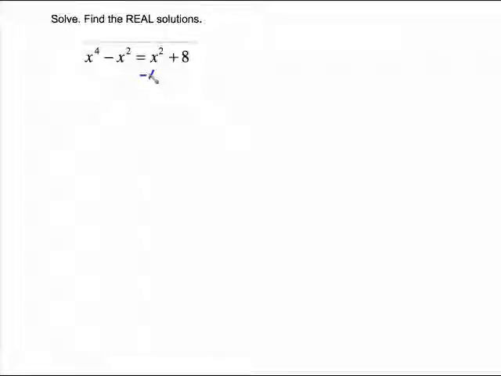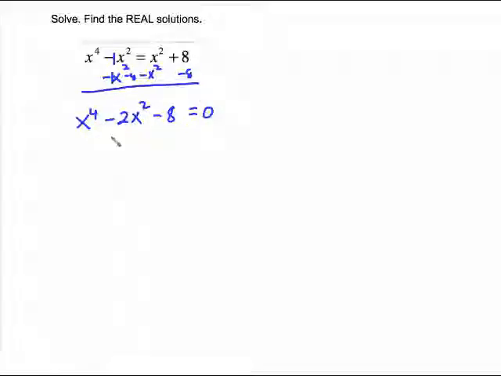to 0. So subtract x squared from both sides. Also subtract 8 from both sides. I'll squeeze that in right there. Be careful with your arithmetic. Negative x squared and negative x squared do not cancel out. They are both negative. So it's negative 1 gives me negative 2x squared minus 8 equals 0.